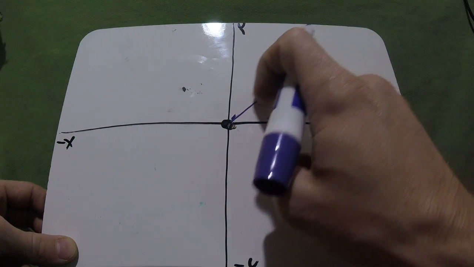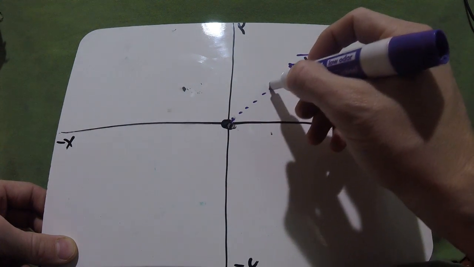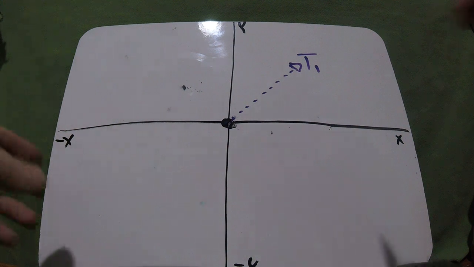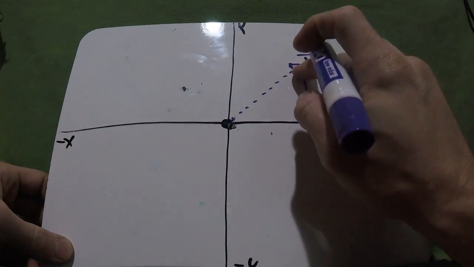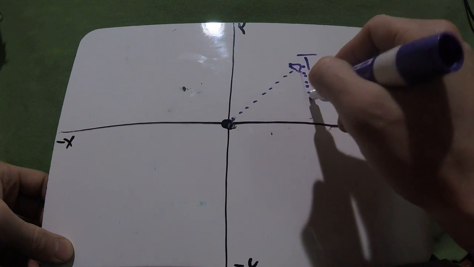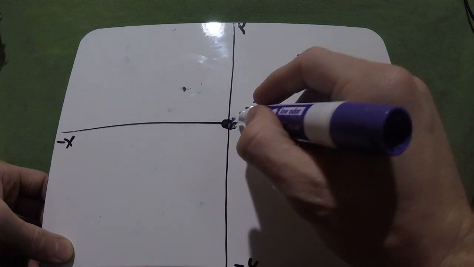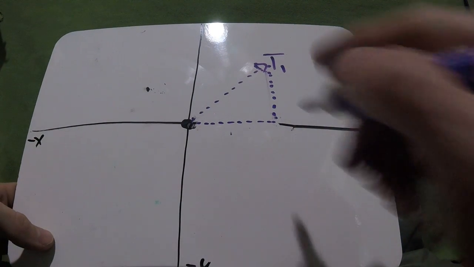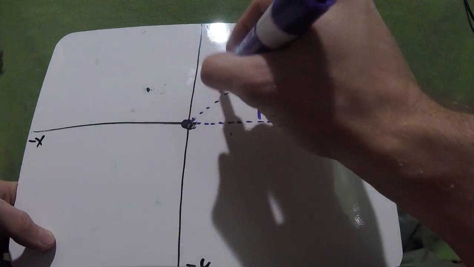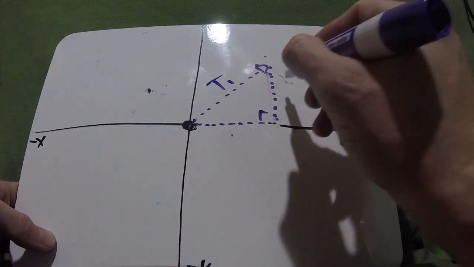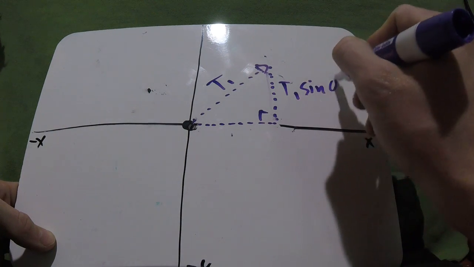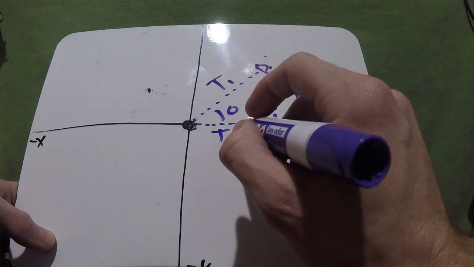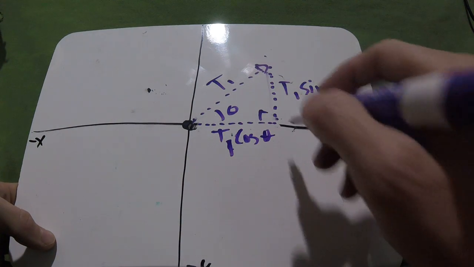And I'm going to draw it with a dotted line because what we are more interested in right now is the projections that we've just defined. And remember, I said that there's this triangle, again we'll just draw dotted lines, that we created right here. Okay? And it's a right triangle, and we said this was magnitude T1. This is T1 sine theta. This is T1 cosine theta. Okay? To this point right here.